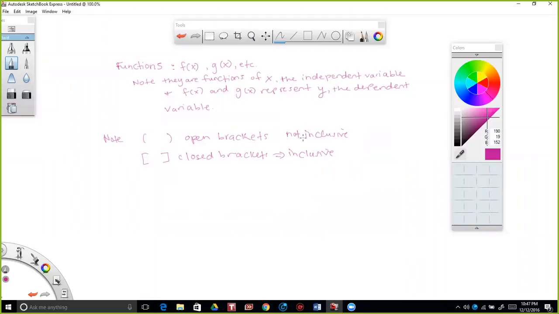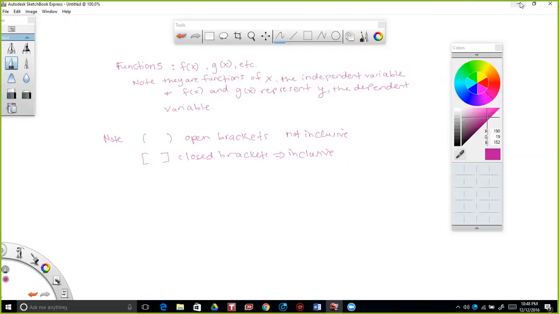I also want to tell you about function notation: f of x, g of x, etc. They are functions of x, and x is the independent variable. f of x and g of x just represent the y, which is your dependent variable.